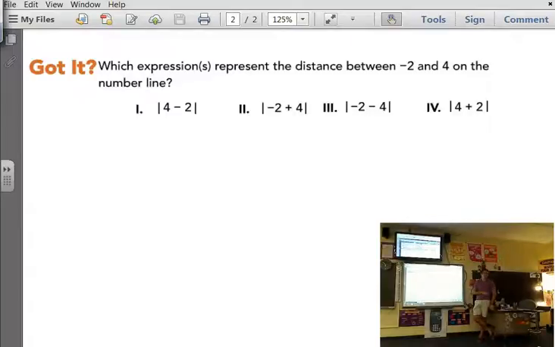Which of these correctly express the distance between -2 and 4? There could be multiple answers. So take a second. Which of these would correctly represent the distance between -2 and +4?